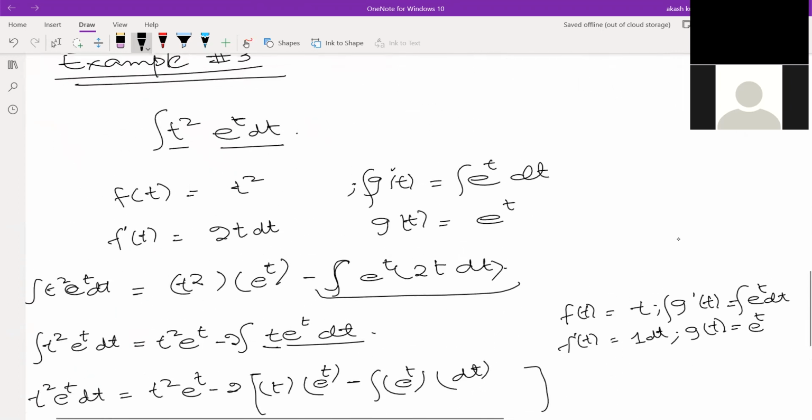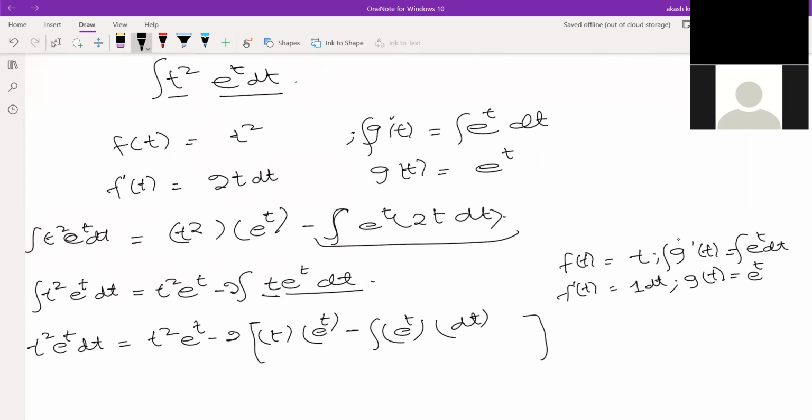In example number 3, when we applied the integration by parts once, we got this. And then we realized that there are again 2 functions. We just can't use any formula that can simplify our t, et, and dt. We have again 2 functions. We have to apply the integration by parts twice now. Is it clear? Yes. Okay.